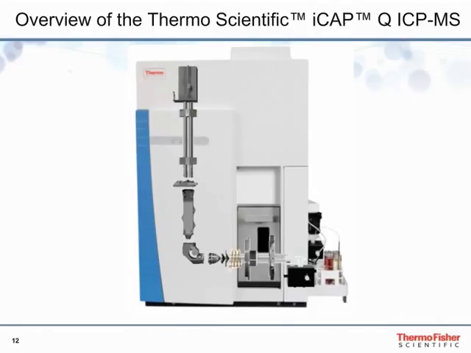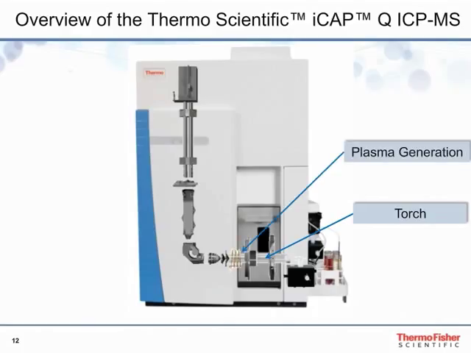A schematic of the iCAP Q series ICP-MS is pictured here. The front end of the iCAP Q allows for easy access to the sample introduction components and the torch for rapid assembly and disassembly. The iCAP Q also uses a high-efficiency RF generator which operates at 27 MHz with an efficiency of over 78% to generate a rugged and stable plasma.